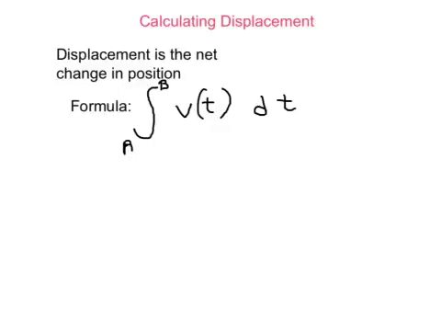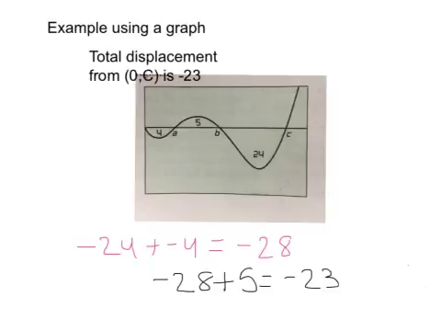Calculating displacement. Displacement is the net change in position. The formula used to find displacement is the integral from a to b of v(t) times dt. In this example, we're finding the total displacement from 0 to c. There is a total of negative 28 units below the x-axis and 5 units above the x-axis. Therefore, negative 28 plus 5 is equal to negative 23 units. Negative 23 units is the total displacement for this graph.